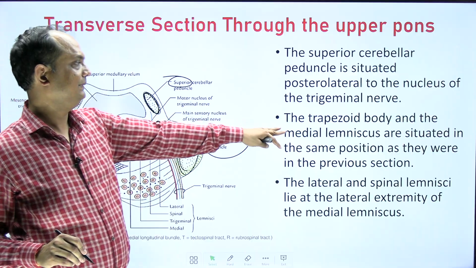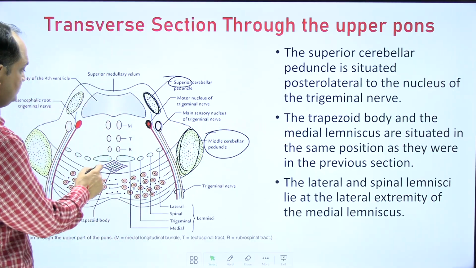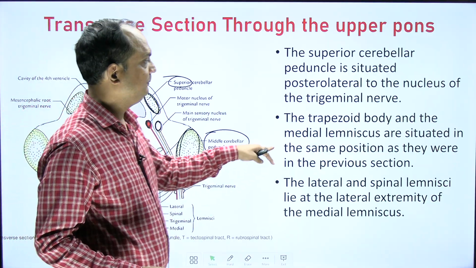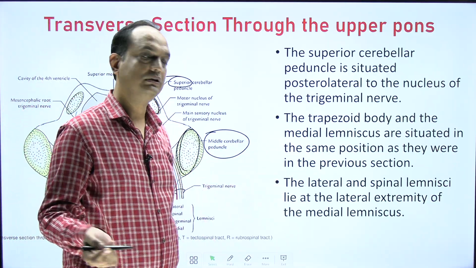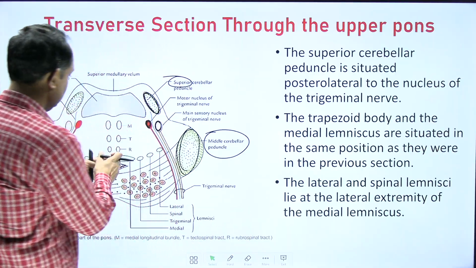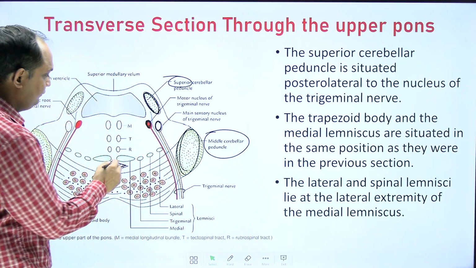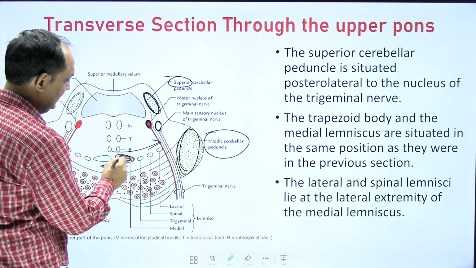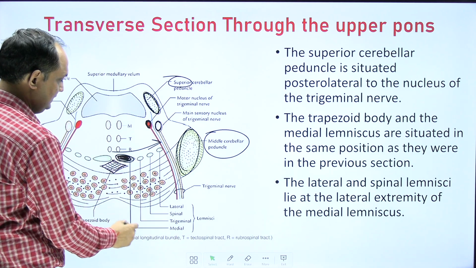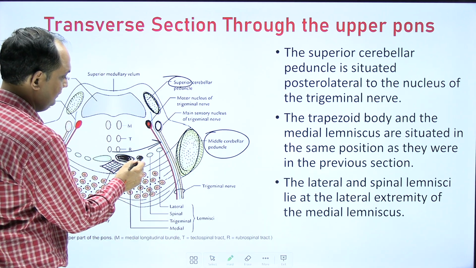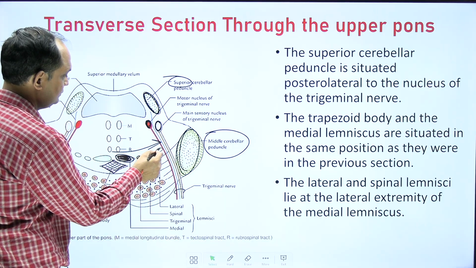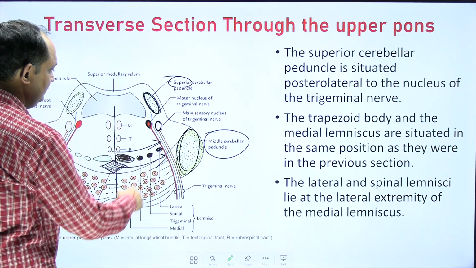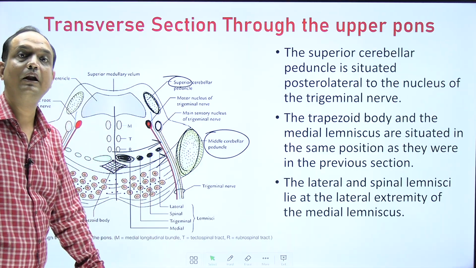The second thing is the trapezoid body. I told you that the trapezoid body is smaller in size, but the important thing is that there is a presence of medial lemniscus, and along the medial lemniscus, you will have three more lemnisci. So from medial to lateral, now there are four lemnisci. First, medial most is the medial lemniscus, then the trigeminal lemniscus, then the spinal lemniscus, and most laterally the lateral lemniscus. So from midline to laterally, you will find the arrangement of the four lemnisci.